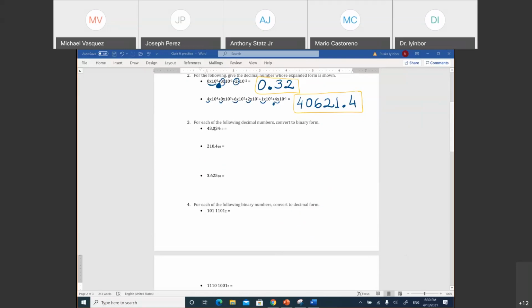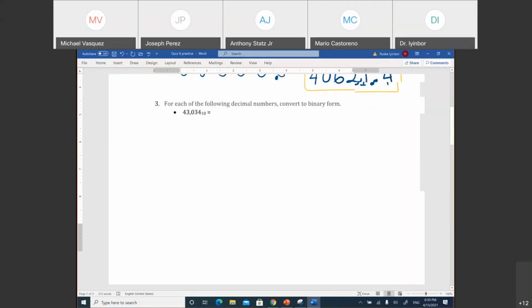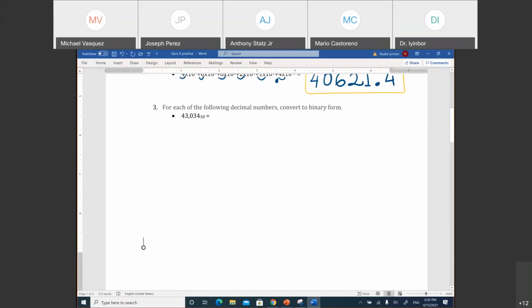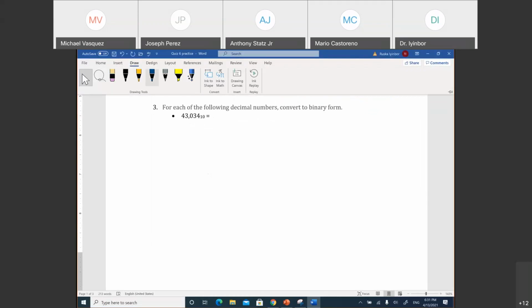Okay, so now how are you going to convert 43,034 decimal? Here we can do division by 2, or you can start subtracting. But 43,034 is a huge number, so it's better to start dividing by 2. That's a better approach, because if you subtract, you need to find which exponent of 2 is close to 43,000. So for this case, it's better to divide by 2 and get the remainders.